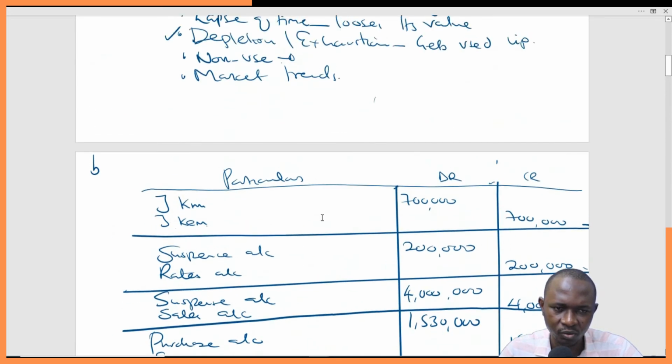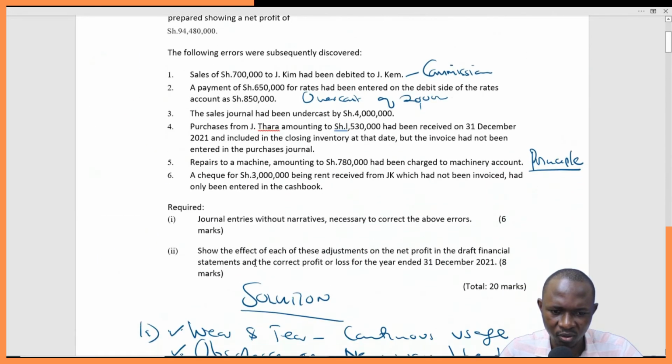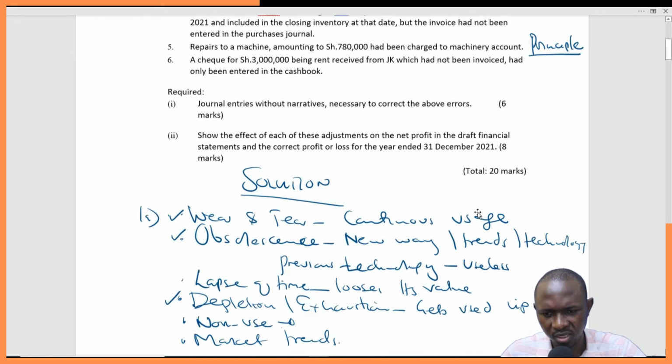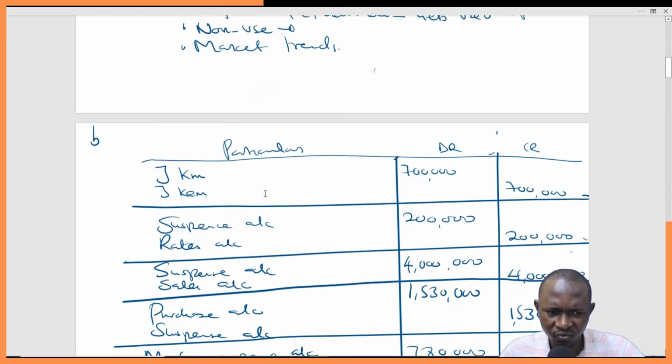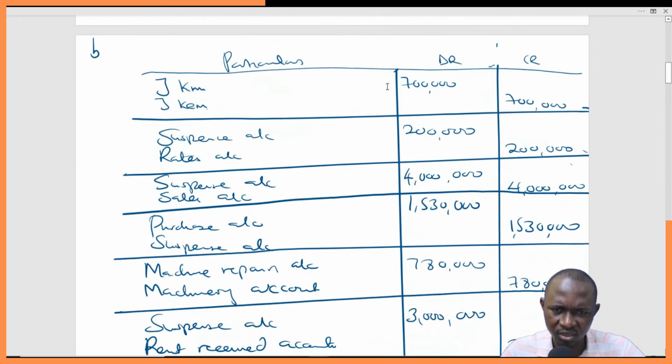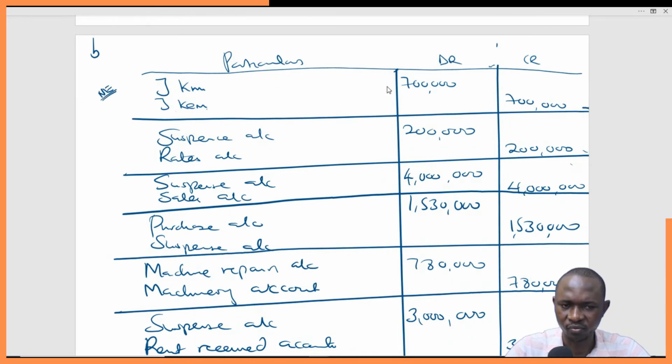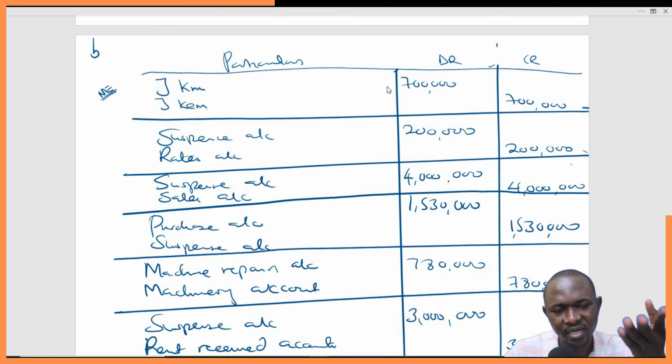Then we want to correct this net profit. Show the effect of each of these adjustments on the net profit in the draft financial statements and the correct profit and loss for the year ended December 2021. So what is the effect of this? This one has no effect on profit and loss. Why? Because it's an error of commission, and the data will apply in the statement of financial position.